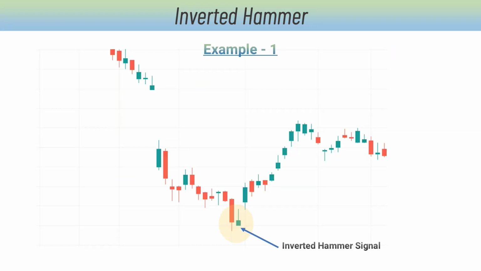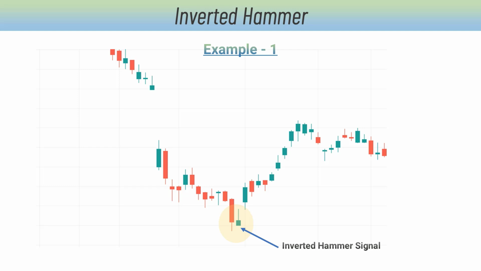Let's study the psychology of the inverted hammer signal with this example. Consider the downtrend is running and the atmosphere is bearish. Then suddenly one day the price opens and starts to trade higher. The bulls have now stepped in, but they cannot maintain the strength. The sellers take the price back to the lower end of the trading range, creating a small body.